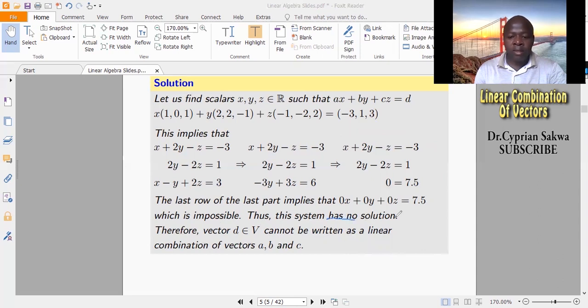Remember in our last video, we said that a system that has no solution is called an inconsistent system. So this system here is inconsistent. It has no solution, and therefore D cannot be written as a linear combination of the other vectors. It cannot be written as a linear combination of those other three vectors.